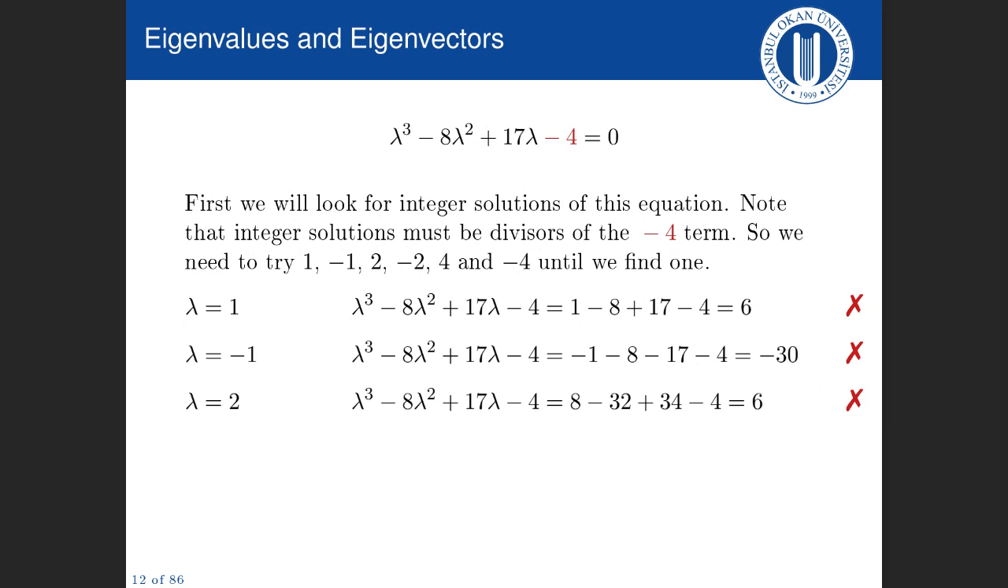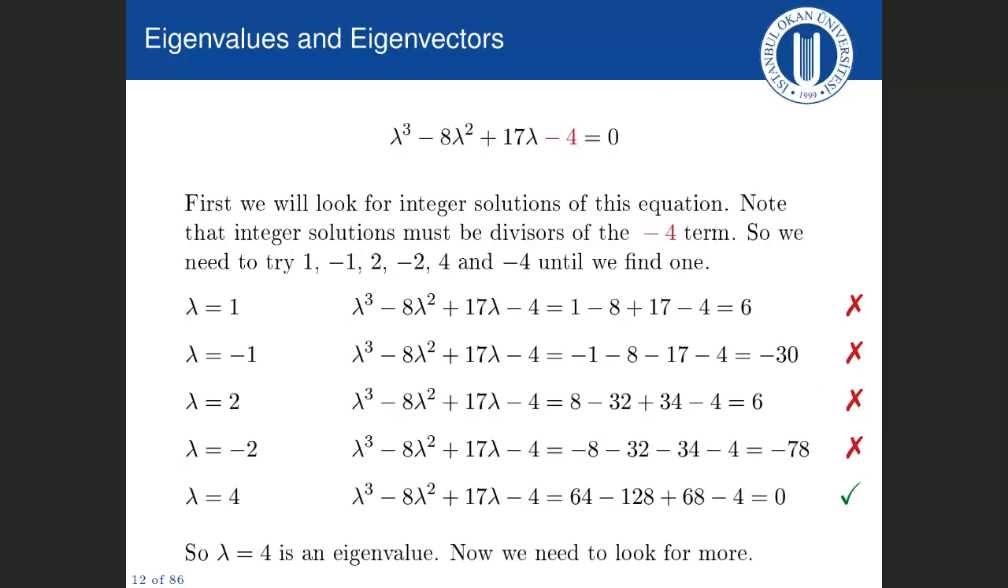Let's try again. Next, let's try lambda equal to 2. That didn't work. Lambda equal to minus 2? No, that didn't work. Only 2 left. Lambda equal to 4? Yes. If we put lambda equal to 4 into the characteristic polynomial, then we do get 0. So that means lambda equal to 4 is an eigenvalue. Now we need to look for more eigenvalues. And now that we've found one, it's going to be easier to find some more.